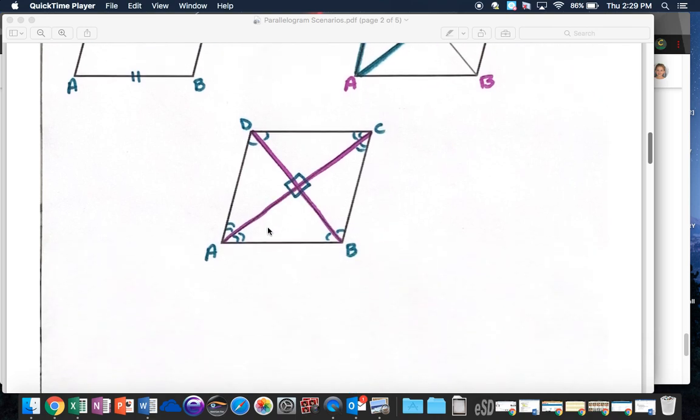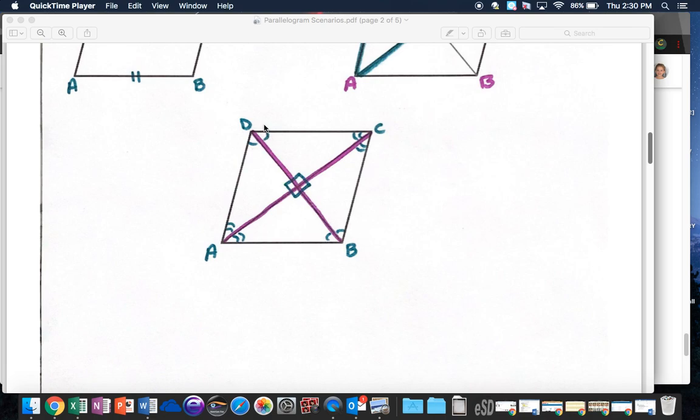Scenario 3, and this only works for a rhombus. Since you know that the diagonals bisect the angles, like angle DAB is being bisected by diagonal CA, angle ADC is being bisected by diagonal BD, that's going to give you these two angles are congruent, as well as these two angles are congruent. So all four of these, 1, 2, 3, 4, are congruent. Same here, 1, 2, 3, 4 are congruent.